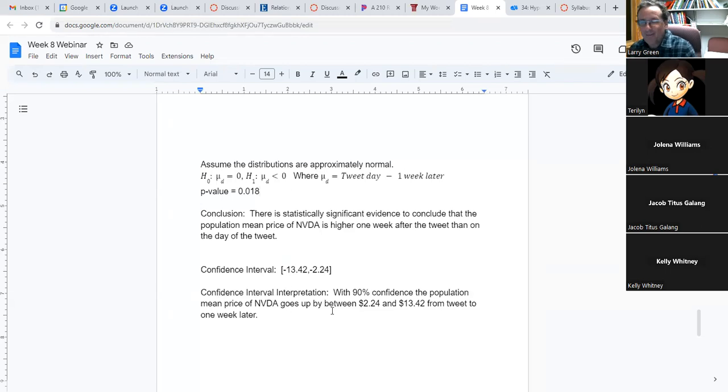So why does the negative go away? I always like to make the negative go away because it sounds better. It goes down by negative $2.24, by between negative $2.24 and negative $13.42. But that's kind of silly to say it goes down by a negative amount. Do you see that?